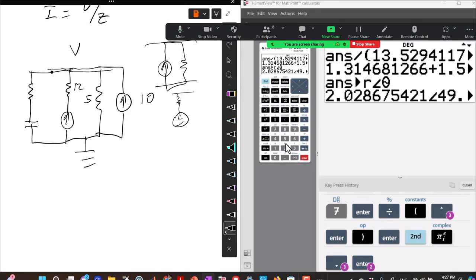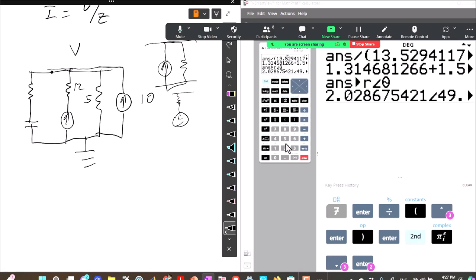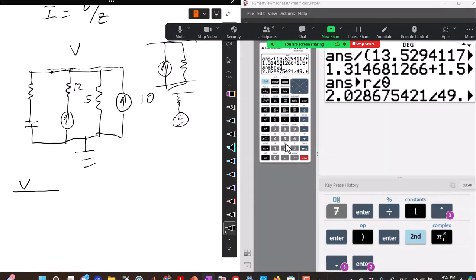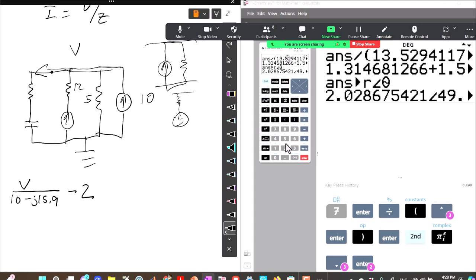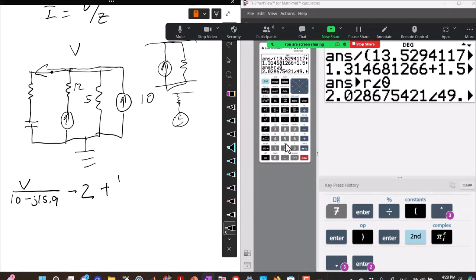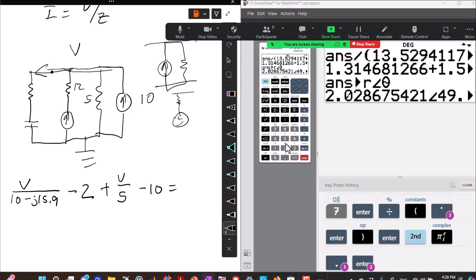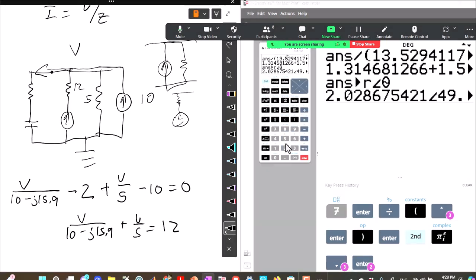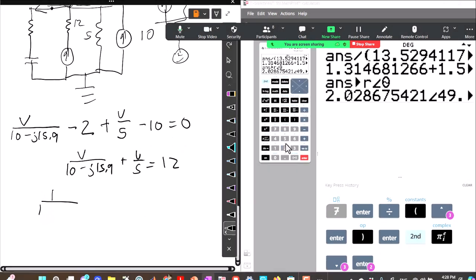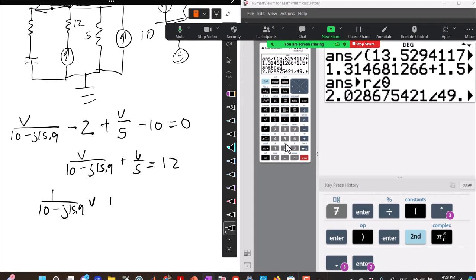so this is, I'm going to make this V, and I would have V over 10 minus j15.9, and that's this current, and then this current is minus 2 plus V over 5, and then minus 10 equals 0. So V over 10 minus j15.9 plus V over 5 equals 12. So then 1 over 10 minus j15.9 V plus 1 over 5 V equals 12.